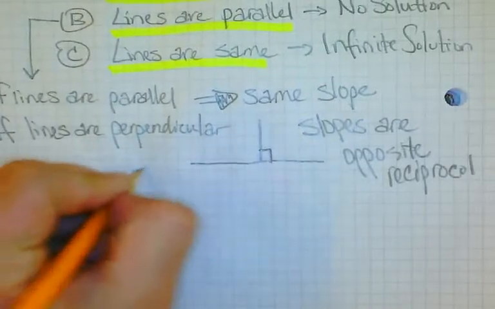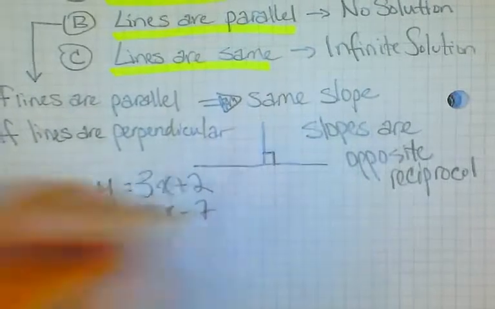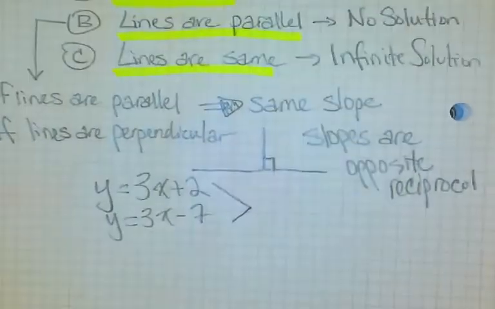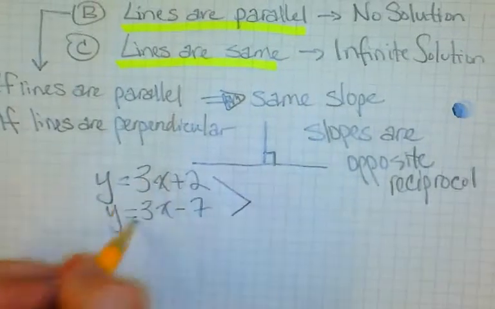We have y equals 3x plus 2. We have y equals 3x minus 7. How many solutions would you have with this one? Mr. Osio, how many solutions would you have here?